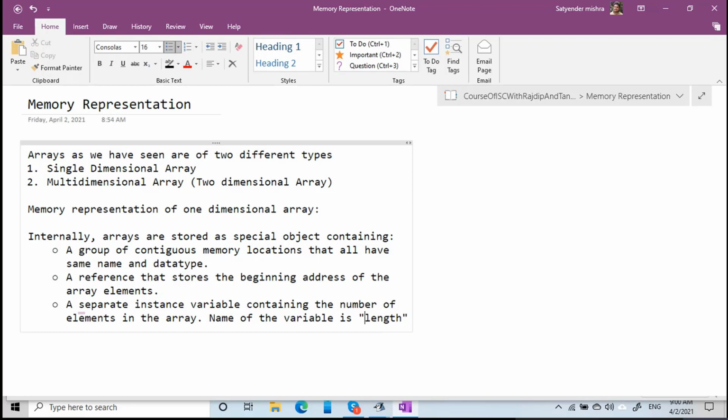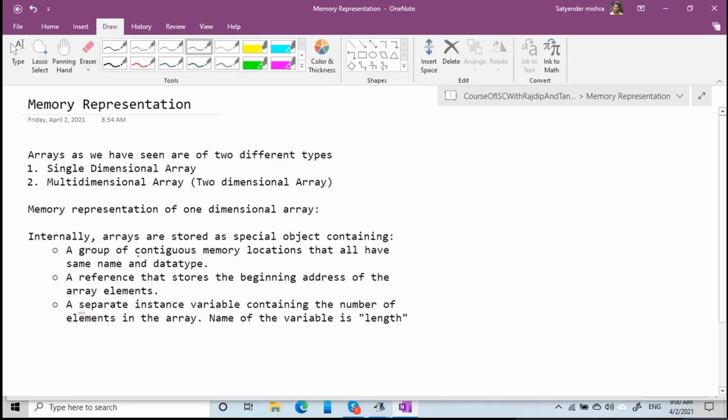So let me draw a picture. Now what will happen? Say for example, you have defined one array. So you have written a statement like this: integer a, and you are writing a is equal to new. So what it will do? It will create one object, right? So this is the object, which is a.